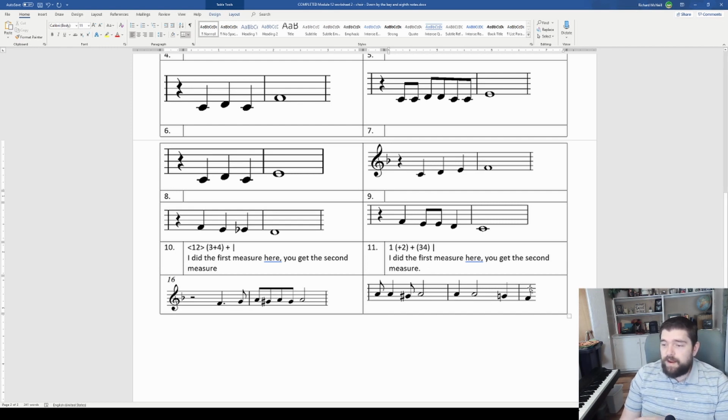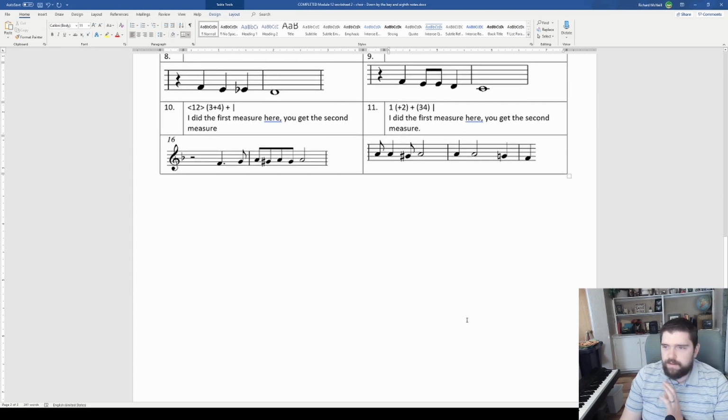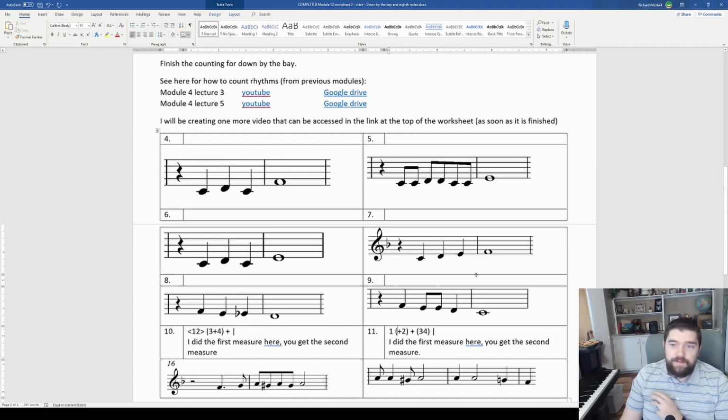The second measure and third measure there, you guys can get on your own. Okay, so make sure you get those on your own. Finish and fill this out.